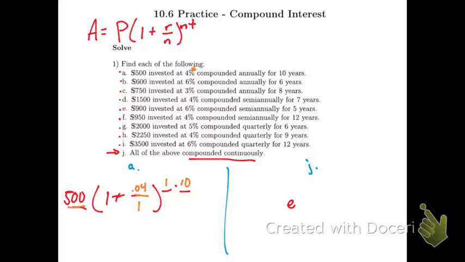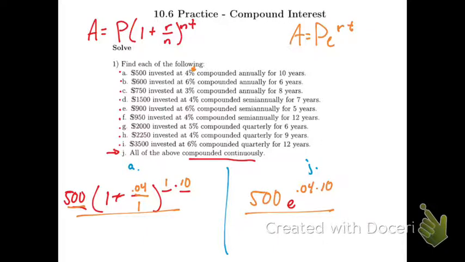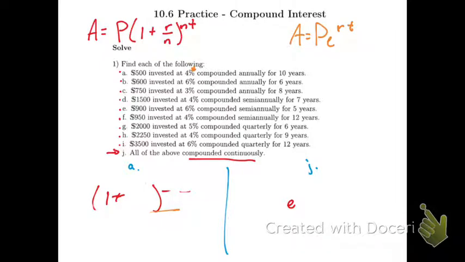Now, over here, we still have 500 as the principal. But then this is going to be A equals P e to the rt. The rate is still 4%, so 0.04. Time is still 10. So when you plug that in, you should get two different answers, one here and one there. Now, when I show you the answers, you'll see which is which. Okay, so that's A taken care of. Let me erase this. Everything else stays.